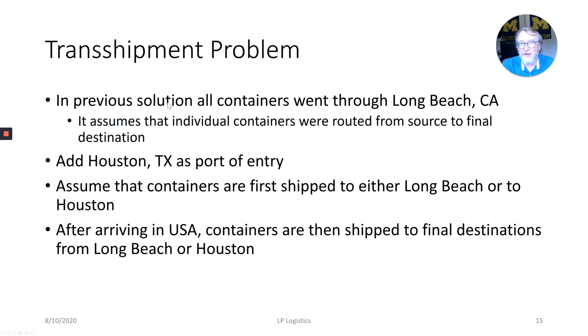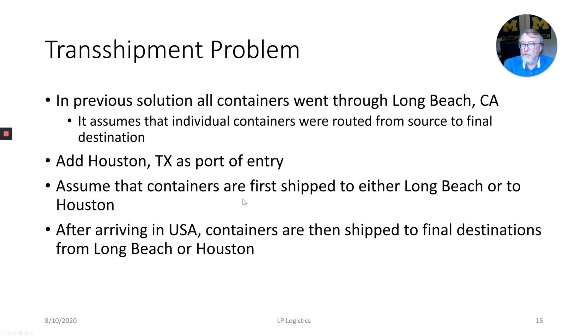Here's a transshipment problem. In the previous case, everything went through Long Beach, California. Okay, and then they were put on trucks and went to their final destination. What we're going to do is expand that, saying we can ship to Long Beach on container ships, or we can ship to Houston, Texas, right? And so if you go to Texas from either South Korea or Shanghai, you'd probably go through the Panama Canal. But if you went from Singapore, you'd go through the Suez Canal. Okay, and so it's longer, it's more expensive because you have to go through a canal.